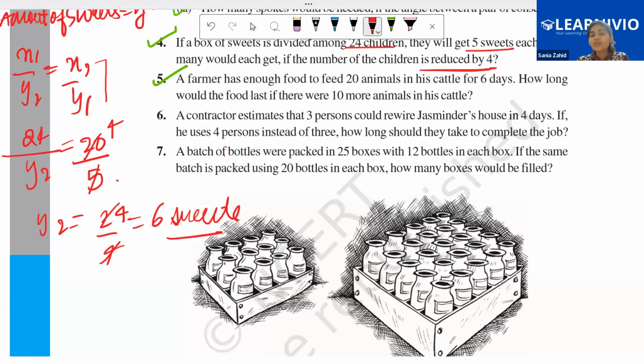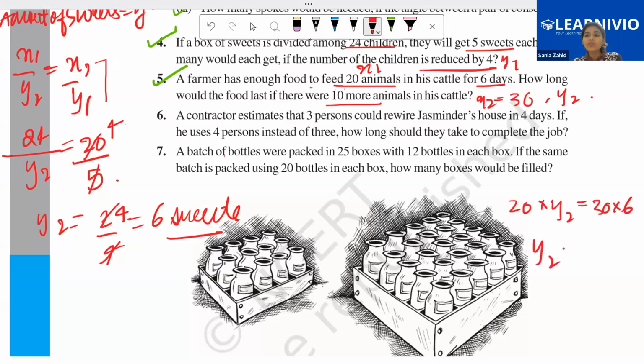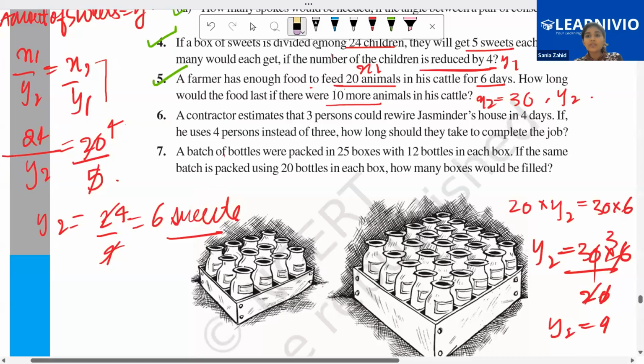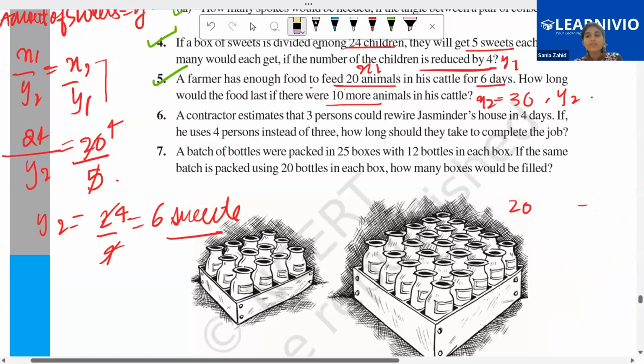Let's check. First of all, a farmer has enough food to feed 20 animals. So the number of animals I consider X1, his cattle for 6 days, Y1. How long will the food last if there were 10 more animals? So 10 more animals means X2 is 30. Y2 you don't know. So 20 into Y2 equals 30 into 6. Y2 is 30 into 6 by 20. Ma'am, sorry, 20 into 6. I made a mistake.